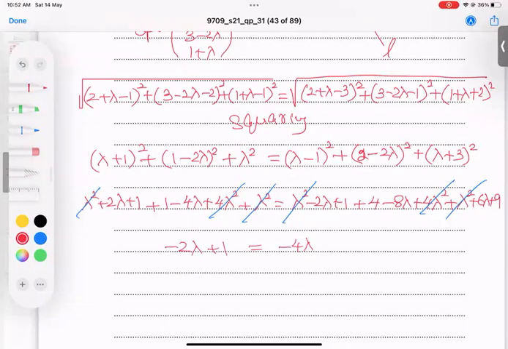Recheck. Yeah. 9 plus 1, 10. 10 plus 4, 14. So 4 lambda goes on the left hand side. This becomes negative 2 lambda plus 4 lambda. And 14 minus 1. After this, if we check it here, I'm getting here 2 lambda. I'm getting here 13, sorry. Let me check. 10, 10 plus 4, 14.